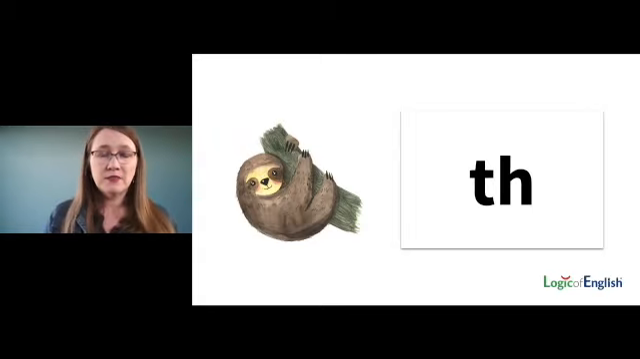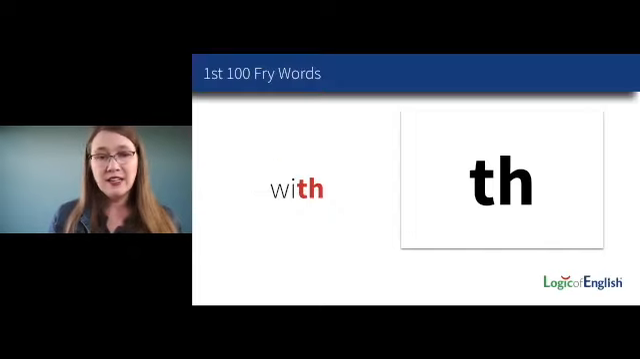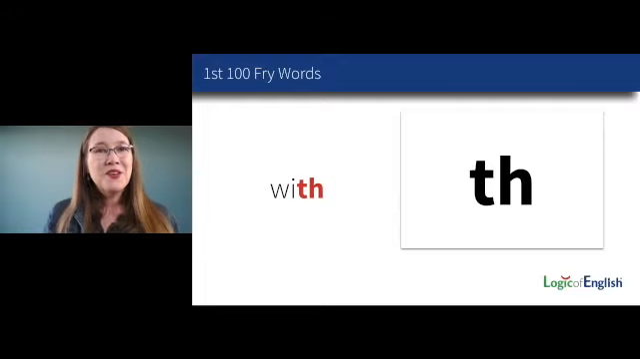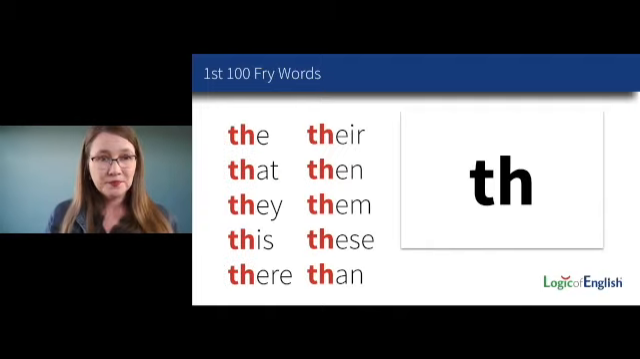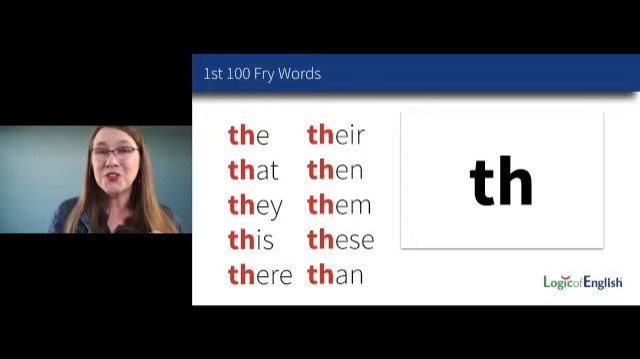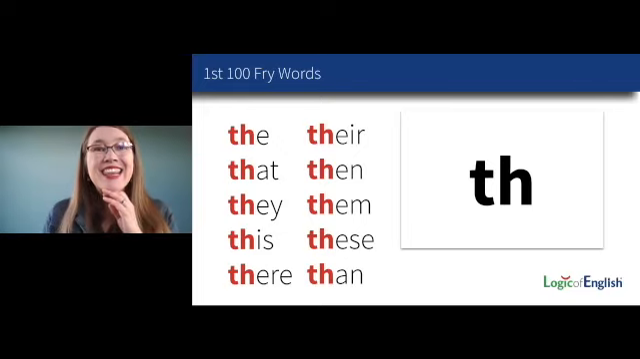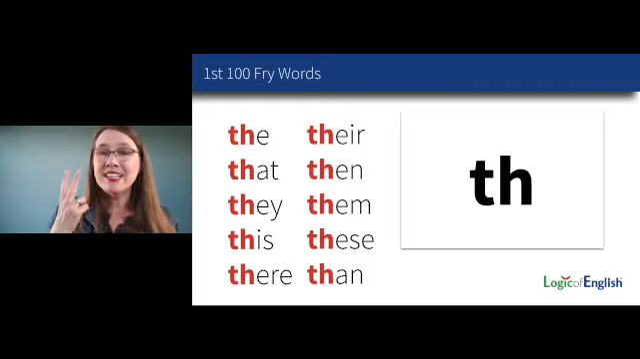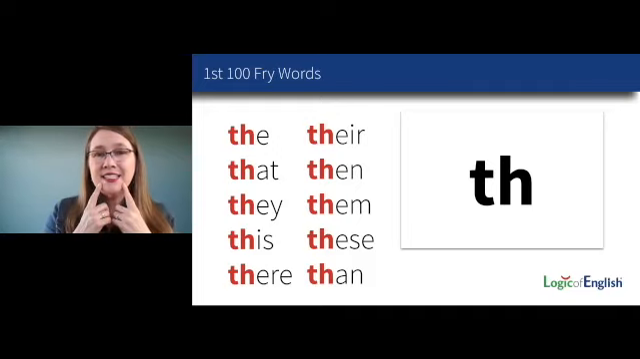Many of us have learned that TH says f as in sloth, and so it does. In the first 100 Fry words, it says f in one word, with. Wow, what is it saying in all of these words, which are also in the first 100 Fry words? It's saying v. Notice, f, v. It says two sounds. Let's say these together.